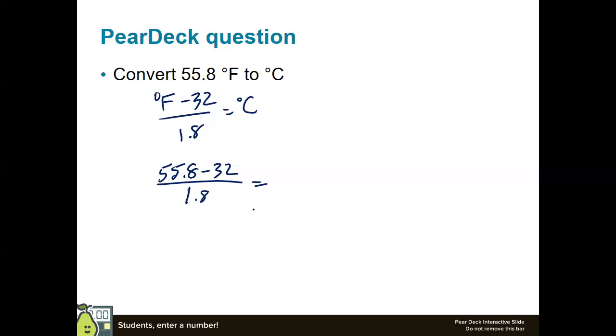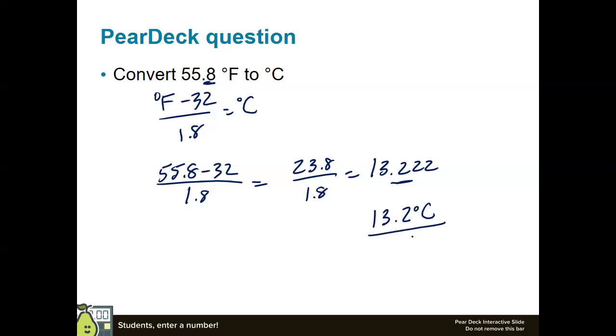So 55.8 minus 32 is going to give us 23.8 divided by 1.8. Calculator gives us 13.2 repeating. Keeping our original precision of 1 decimal place, 13.2 degrees Celsius is our correct answer there.